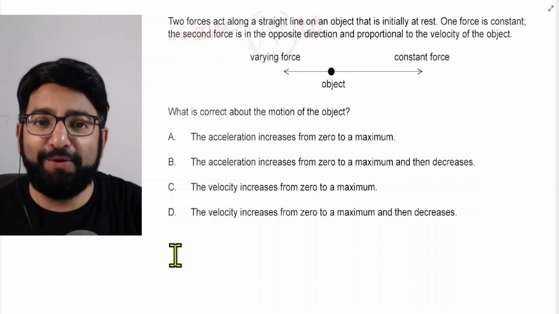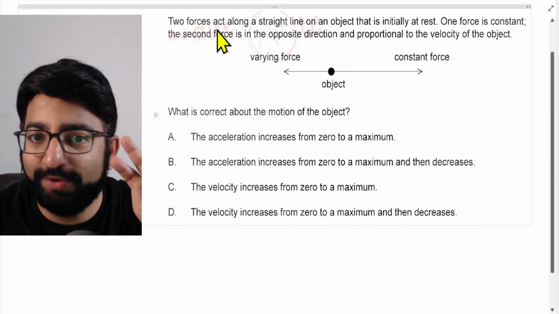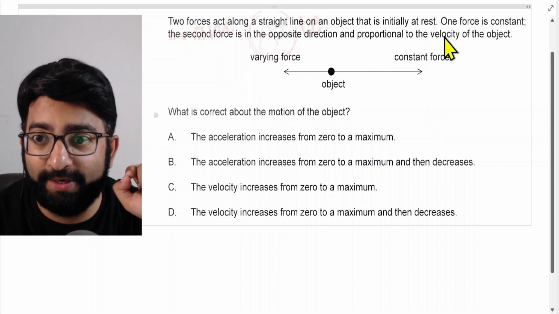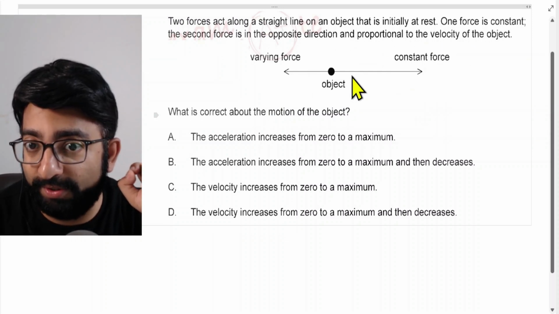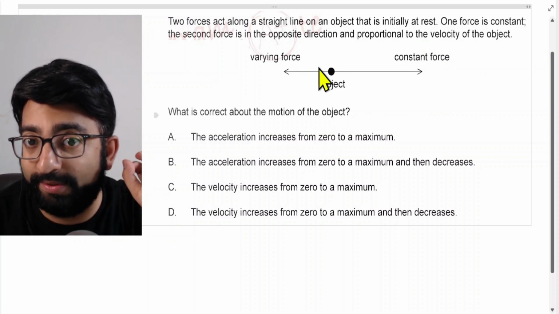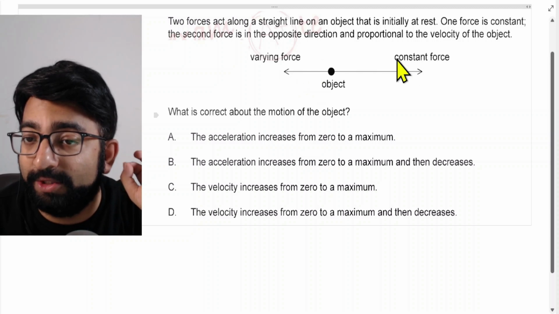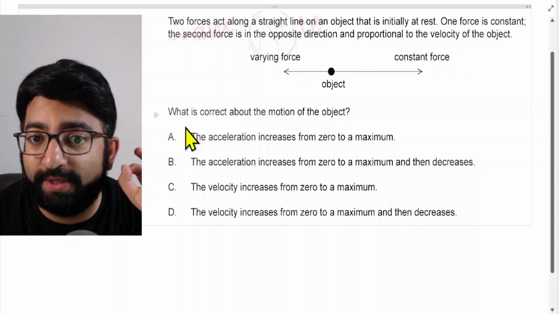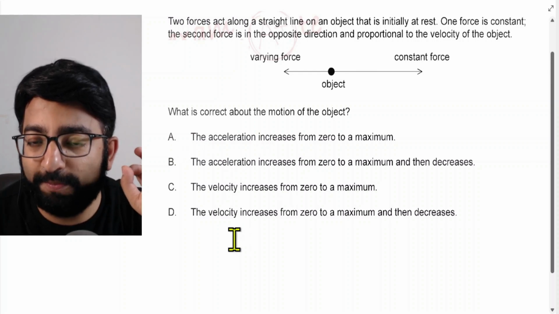This is quite a tricky question. So here we have two forces acting along a straight line on an object that is initially at rest. One force is constant, so this rightward force is constant. The second force, which is acting towards the left hand side, is proportional to the velocity of the object. Now we need to figure out which is the correct statement out of all these options.